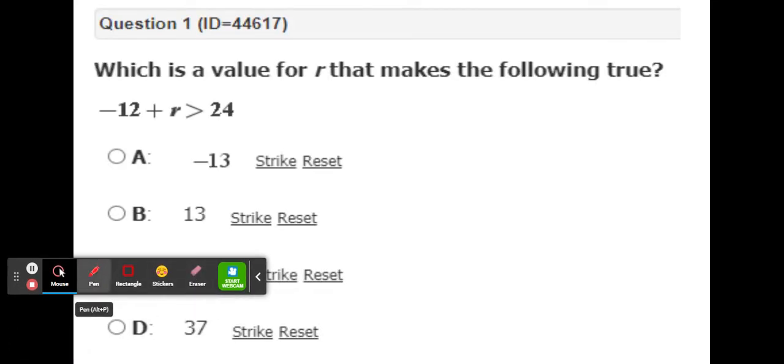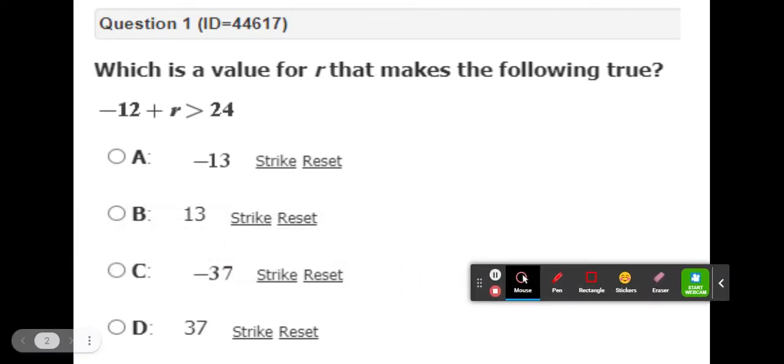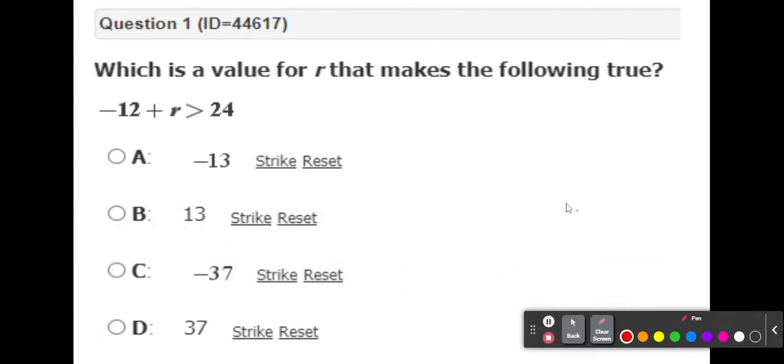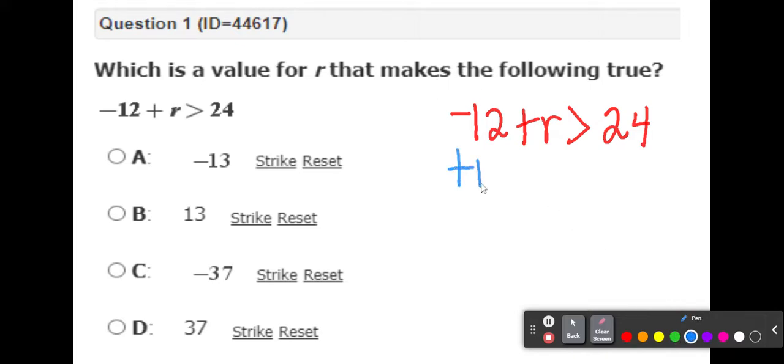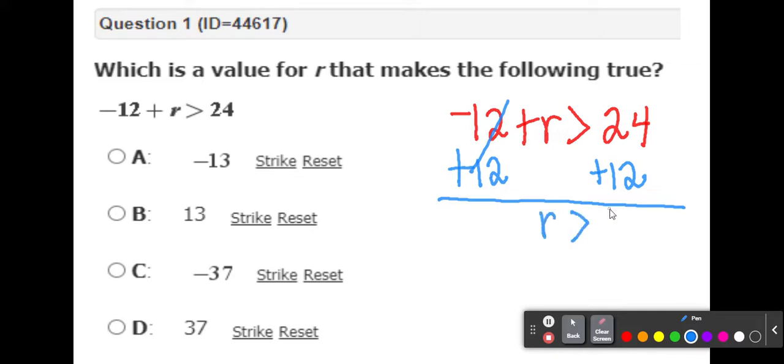which is the value for r that makes the following true. All right, so we're going to... So there is a negative or minus sign in front of the 12. So we need to get rid of that minus 12 or negative 12. They mean the same thing, to isolate this r, to have the r all by itself. And we're going to add 12. So a lot of you that missed this one maybe didn't add 12 on both sides, but that's going to be our first step. And that cancels that out. It makes it 0, and 0 plus r is r.